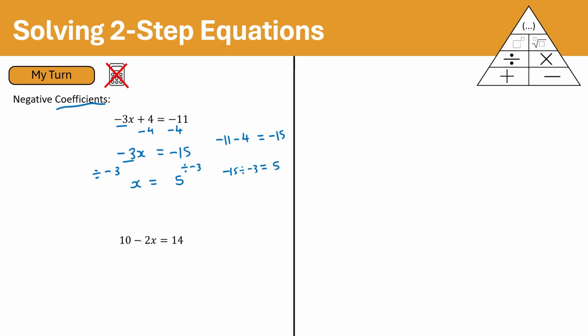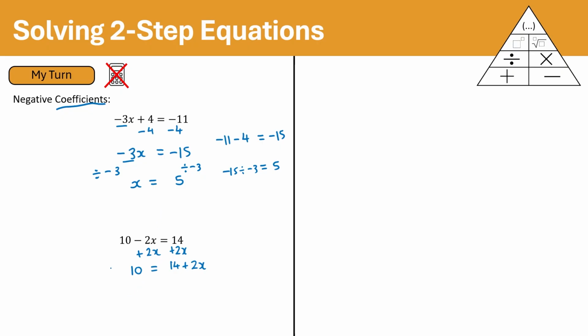In our next example, the x term has swapped positions. I'm doing 10 subtract 2x is equal to 14. And one thing you can do is you can add 2x to both sides. On the left, that would give you 10. On the right, that would give you 14 add 2x. And what you could then do is solve this equation by subtracting 14 and then dividing by 2. But technically, that would have been 3 steps.